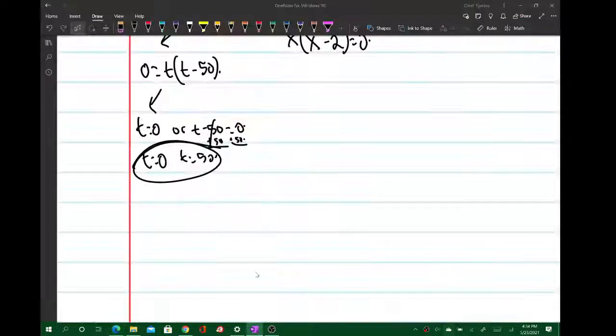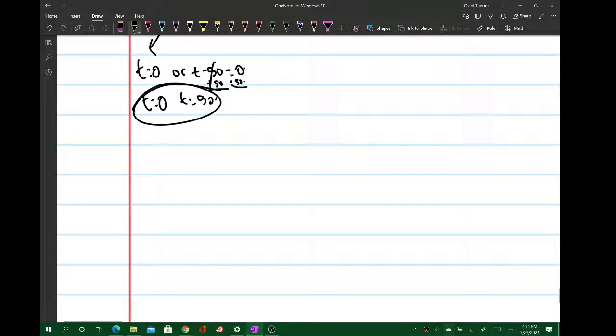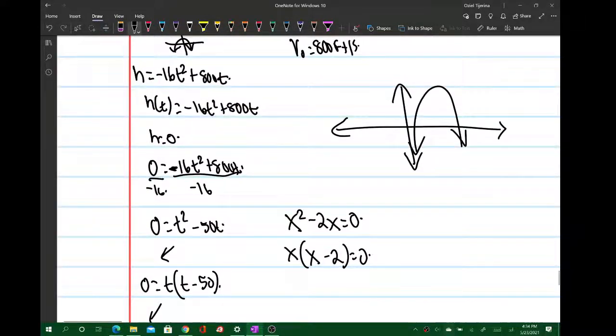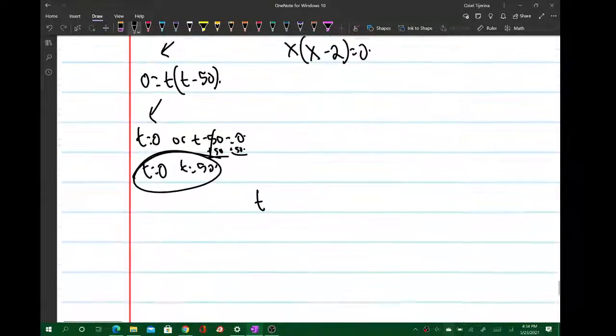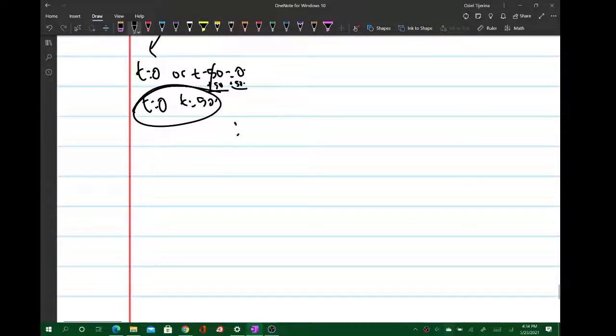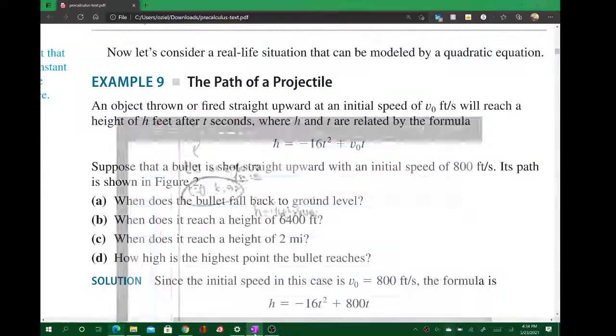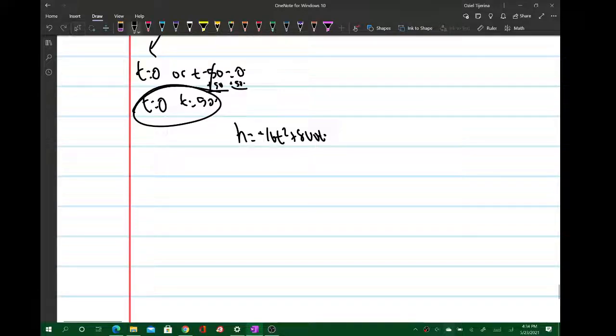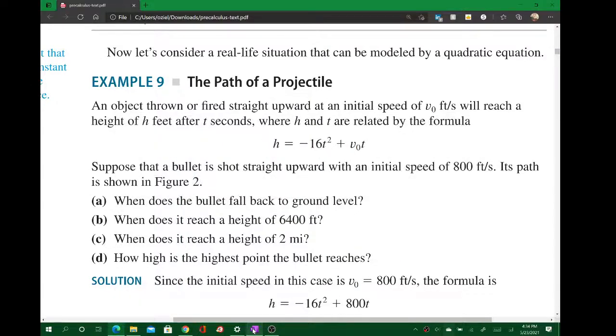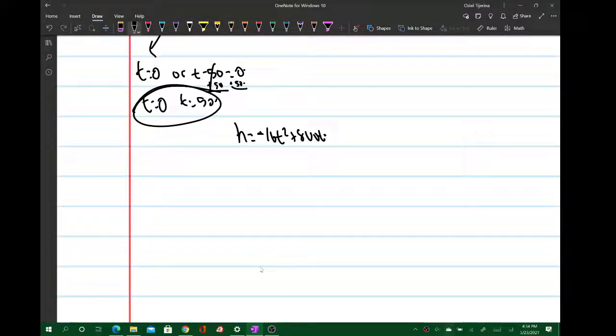So that means that, using our function, we have -16t squared plus 800t. And when does it reach a height of 400 feet? So that means we have to set h equal to 400, or 6,400, excuse me. So 6,400 is equal to -16t squared plus 800t.